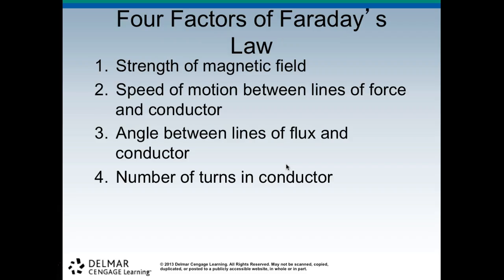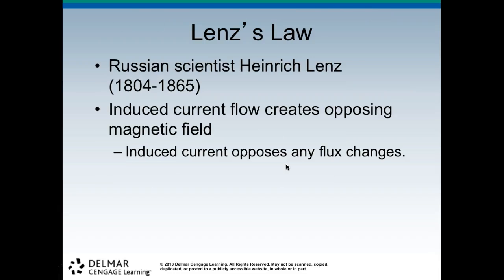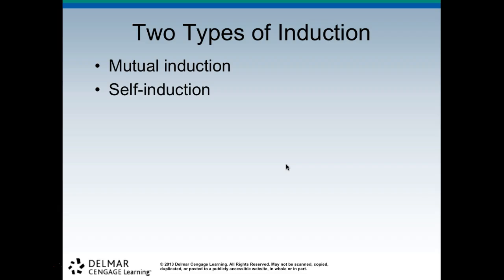There are four factors of Faraday's first law. The strength of the magnetic field plays a factor, the speed of motion between the lines of force and a conductor, and the angle between the lines of flux and the conductor. There's also the number of turns in a conductor. Those are the four factors. With Lenz's law, induced current flow creates an opposing magnetic field. So induced current opposes any flux changes. So that's Lenz's law.